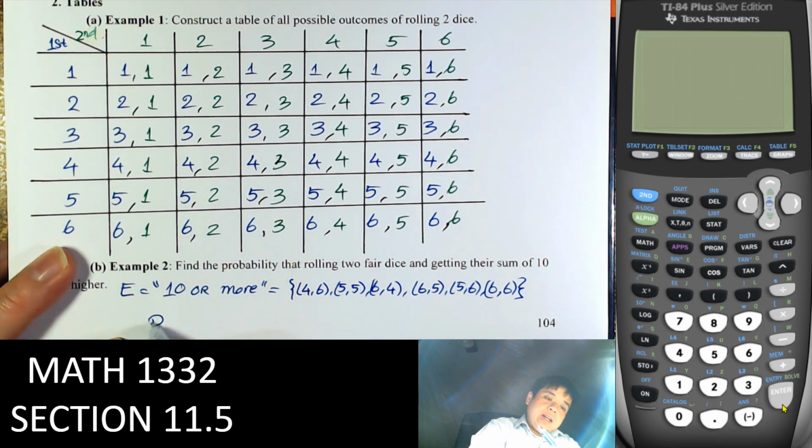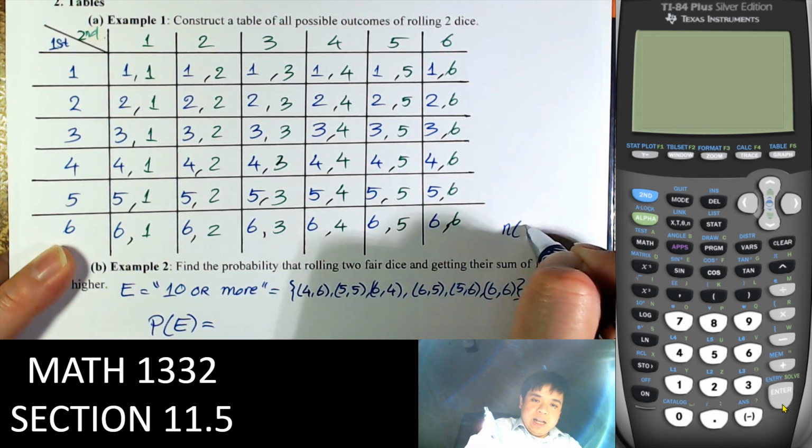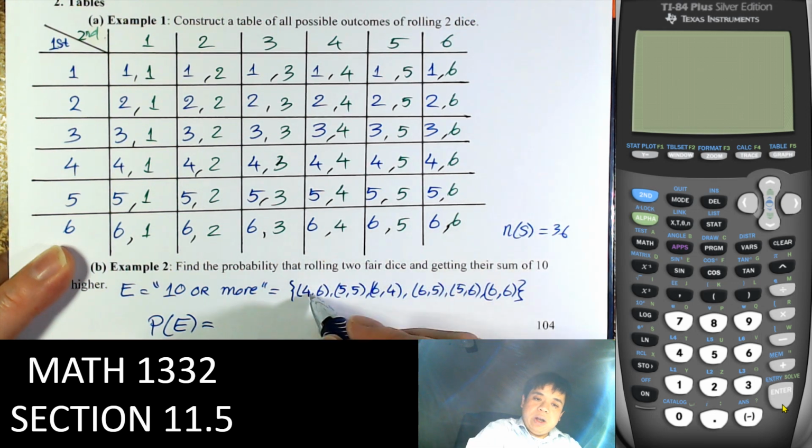So the probability of getting that event: the sample space here has 36 outcomes. So we have 6 here. Just say it.